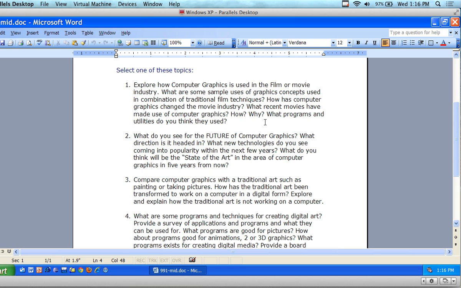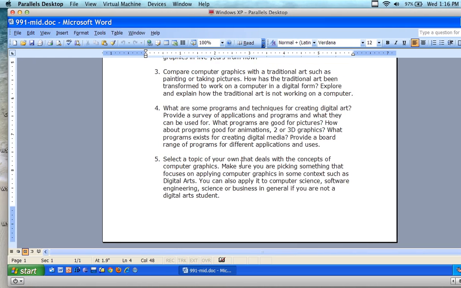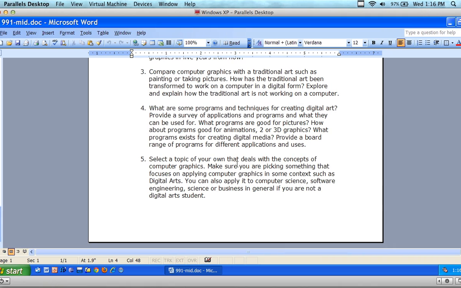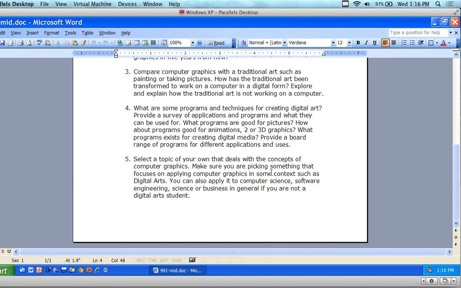The other thing is, keep in mind that you can adjust the topics to suit your needs. Because this is the theme of question number 4 down here: select a topic of your own that deals with concepts of computer graphics. So make sure you're picking something that applies computer graphics in some context towards digital arts. Or you can also apply it towards computer science, software engineering, science, or business in general if you're not a digital arts student. If you're just a computer science student, apply it towards anything.